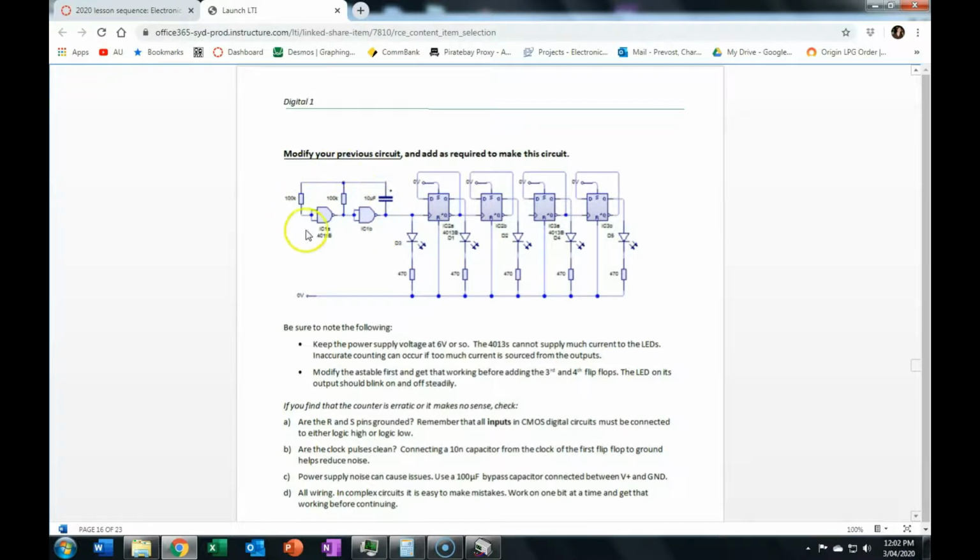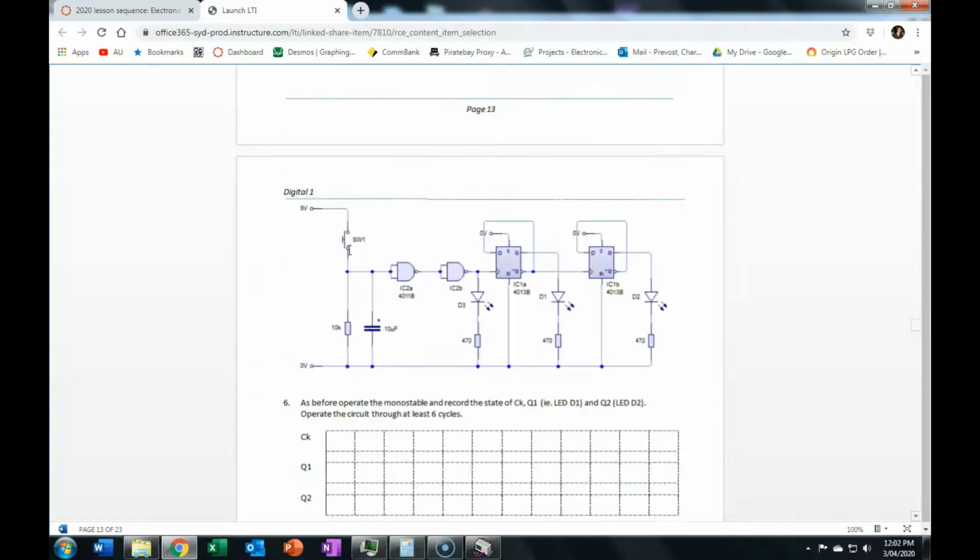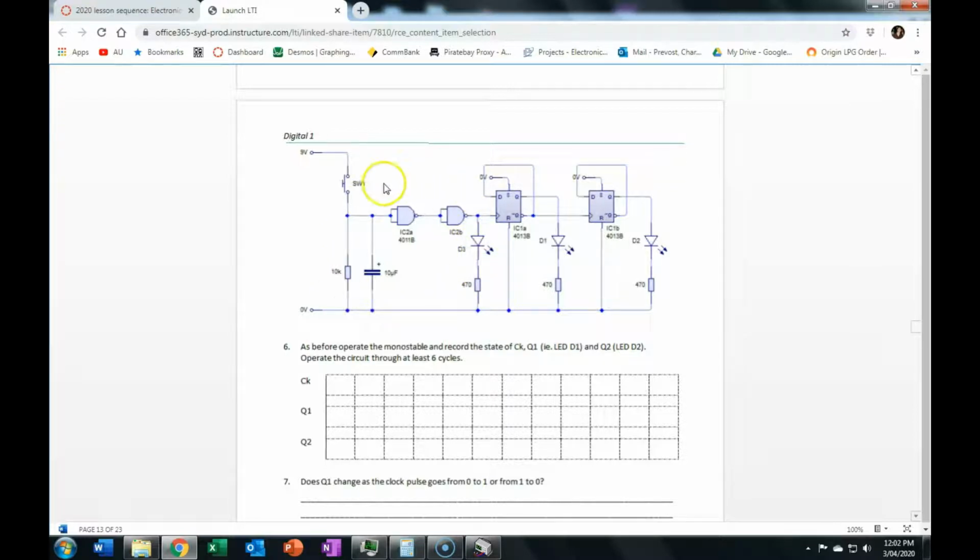So in the previous circuit we had this stage here, which was our debounce switch. Now that debounce switch is a form of a monostable, meaning it's stable in one state. So when you press the button, that disturbs it, and it goes into a logic high state. But then after a short amount of time, it will revert back to its logic low state and stay there until you press the switch again.